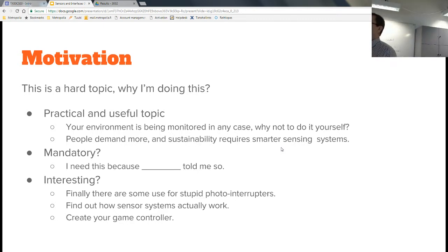For example, we could go through an example of where to use photo interrupters. And basically, it's interesting to find out how sensor systems actually work. Yeah, it's fun to know things. Or then, if you are into games, how about making your own game controller instead of buying from eBay? Your own wouldn't probably work as nicely, but you made it.